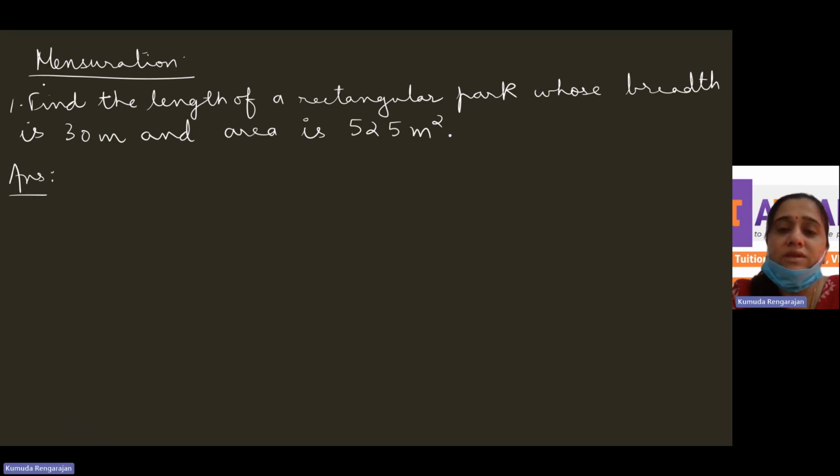Find the length of a rectangular park whose breadth and area is given to you. Recall the formula. What is the formula to find the length given the breadth and area? Okay, so we'll go back to this. Area divided by breadth is equal to length. Very good. Now listen to this one.